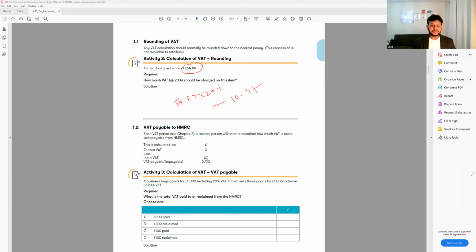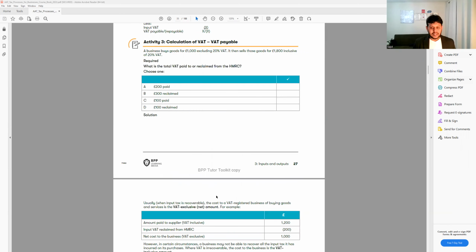Remember that. Now the next one, it says how we calculate how much we need to pay or how much we need to claim back. Simple as this: output VAT minus input VAT. If the output VAT is more than input VAT, then we have to pay to HMRC. If my input VAT is more than output VAT, we claim back from HMRC. All right, so let's have a look. This is the formula. You can see it's very simple.